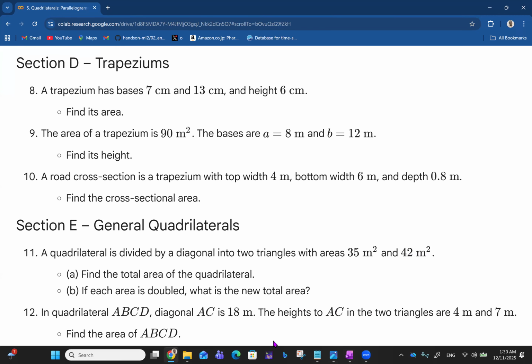So with this, we come to the end of this interesting video about quadrilaterals, talking about parallelograms, talking about rhombuses, kites, and trapeziums. And we've seen all the beautiful things we can do with this.